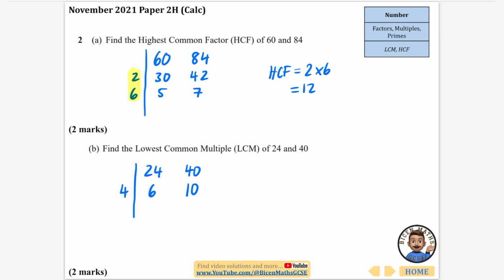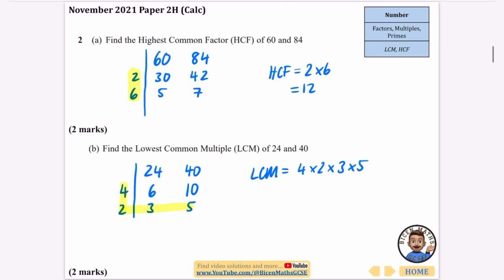And 6 and 10, they both divide by 2. So I'll put a 2 here. 6 divided by 2 is 3, and 10 divided by 2 is 5. Now 3 and 5 have got nothing in common. So for the lowest common multiple, I'm going to do the 4 and the 2, the 3 and the 5. It makes that L shape. So the lowest common multiple is 4 times 2 times 3 times 5.